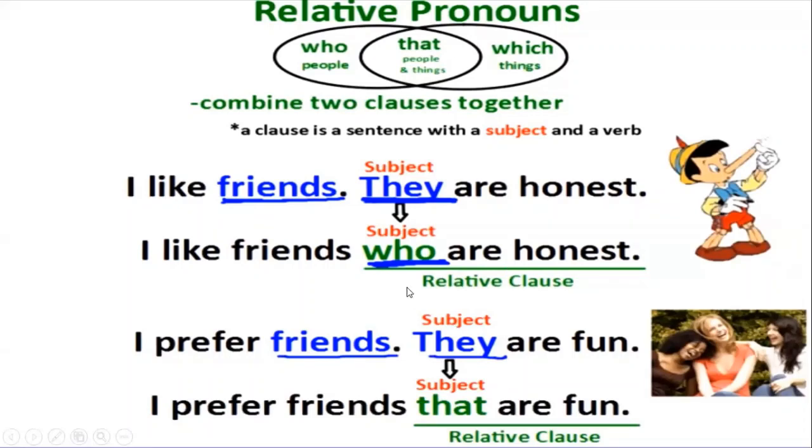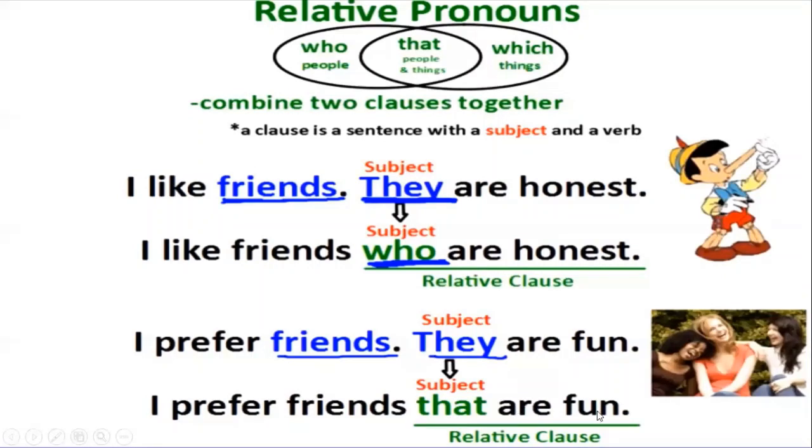Who, when you use it, is when you want to be more formal, and that is just less formal, right? Like normal. So here, again, the same thing happens. They refers to friends, but in the relative clause, we don't need the pronoun itself because it might be a little weird. So we use that, and in this case, that is the relative pronoun, and it's working as the connector of these two sentences, and is also referring to friends.